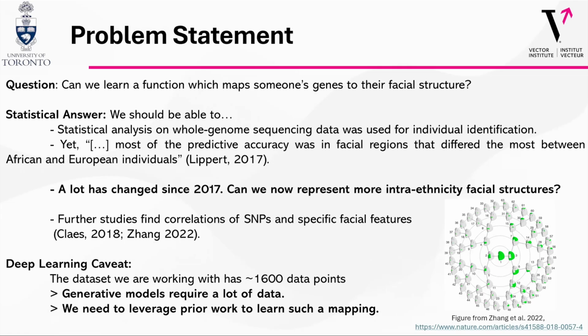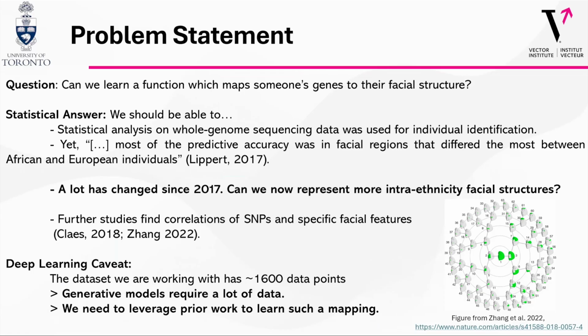So is there a deep learning structure that we can learn to model this function from your genes to your facial structure? And here's the caveat that we have: right now, we're only working with 1,600 data points, and we know that generative models, when we think about image models, were usually trained on hundreds of thousands of data points. But let's still try, by utilizing as much as possible prior work that either did the genetic encoding on their side or the facial encoding. And I'll get back to this a bit later.